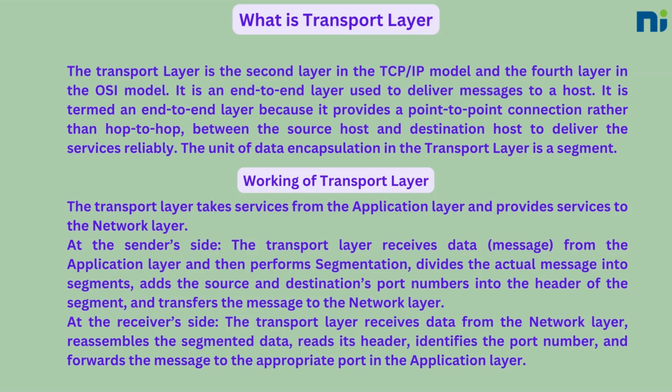Working of transport layer. The transport layer takes services from the application layer and provides services to the network layer. At the sender's side, the transport layer receives data, the message, from the application layer and then performs segmentation, divides the actual message into segments, adds the source and destination's port numbers into the header of the segment, and transfers the message to the network layer. At the receiver's side, the transport layer receives data from the network layer, reassembles the segmented data, reads its header, identifies the port number, and forwards the message to the appropriate port in the application layer.